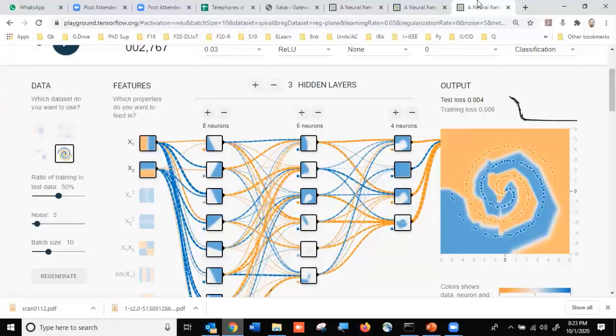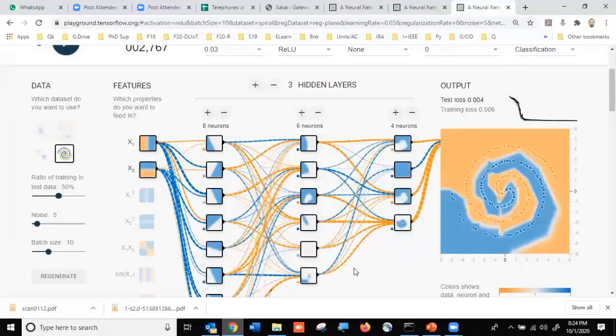I let it run for a while, and I was lucky and I found something nice. So this was using 3 layers, 8, 6, and 4. And you can see that it's essentially picked out the entire thing. And the loss, not just on the training, but the test loss is also extremely low. One of the things I also did was I introduced some noise, and I think that helped. But let's not talk about that.